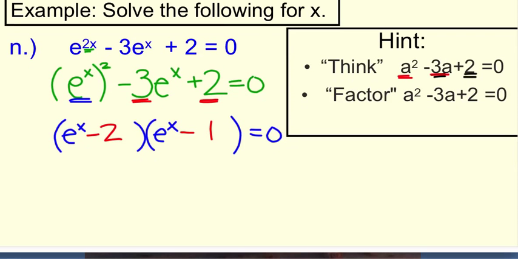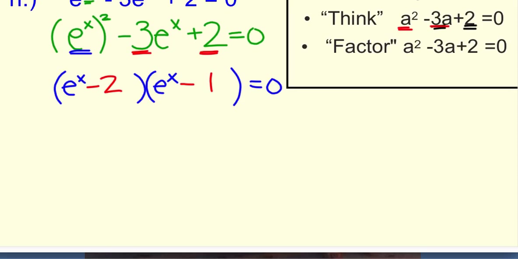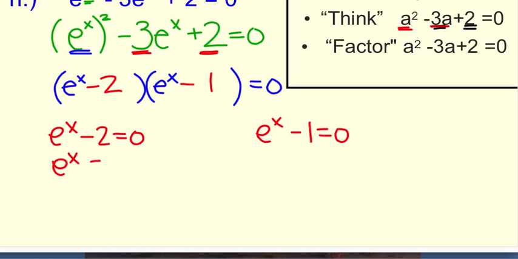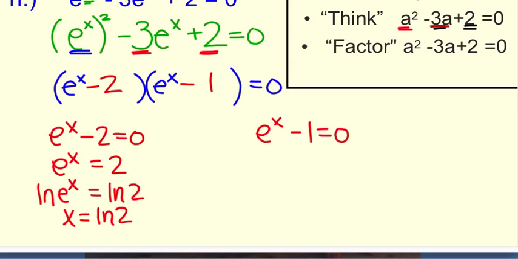Now I set each of those factors equal to 0 and solve for x. So I have e to the x minus 2 equals 0, and e to the x minus 1 equals 0. I solve them separately, so I'm going to add 2 to both sides. And then I want to remove that e, so I'm going to take the natural log of both sides. So I'm left with x equals the natural log of 2. I'll use my calculator in a little bit. Over here, e to the x, add 1 to both sides, take the natural log of both sides, and x equals the natural log of 1.